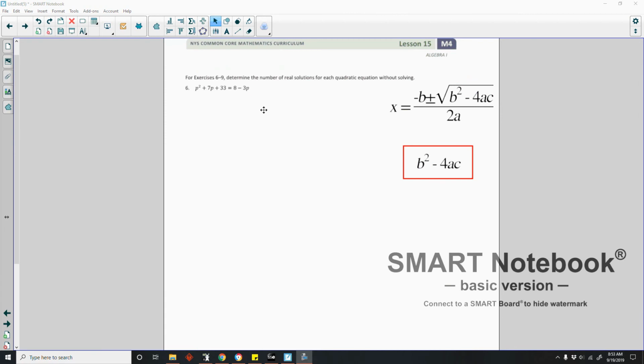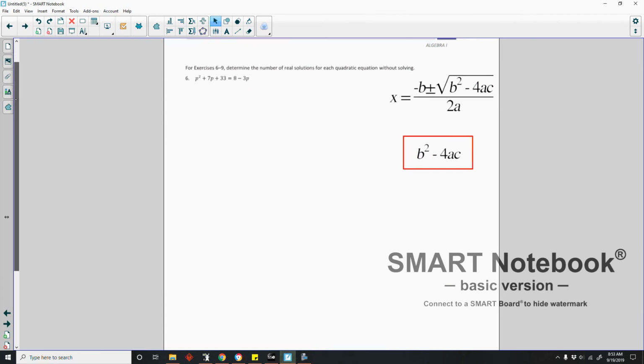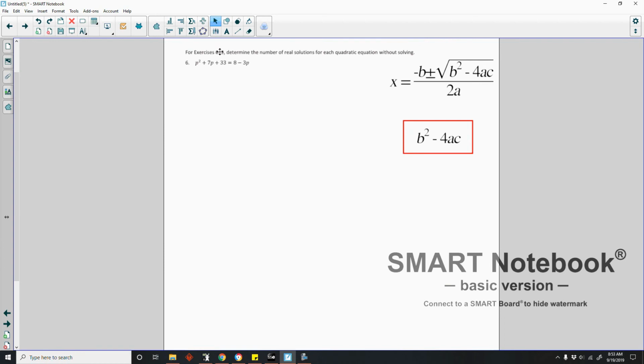Okay, here is page 3, problem number 6. Now this one says, for exercises 6 through 9, determine the number of real solutions for each quadratic equation without solving. Okay, number of real solutions. That means integers, rational, that kind of thing, not imaginary, negative. So we are talking about the discriminant, b squared minus 4ac. Says without solving, so this is all we have to do.